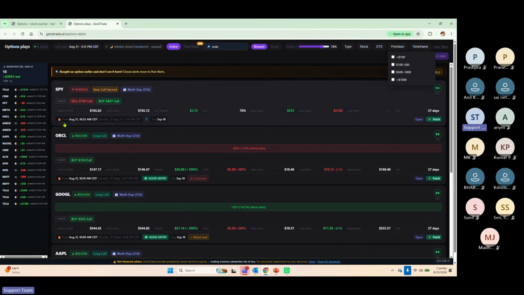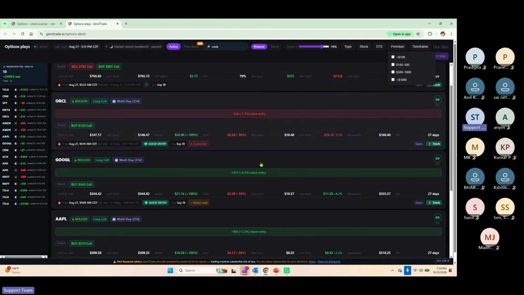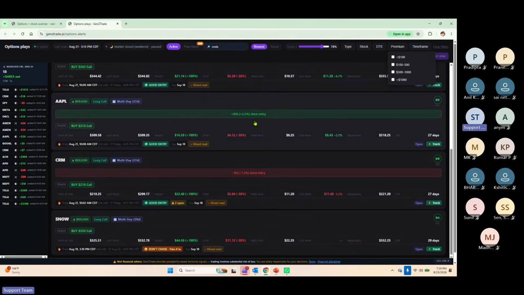Every option comes with a premium. For example, this spread, you will get a $3.72 credit, right? But if you pick some of them, for example this Apple contract, $8.25 is your premium. So every user comes with his own appetite, how much they want to invest on an option. As I told you earlier, right? You are betting maximum 2% of your portfolio on an option.